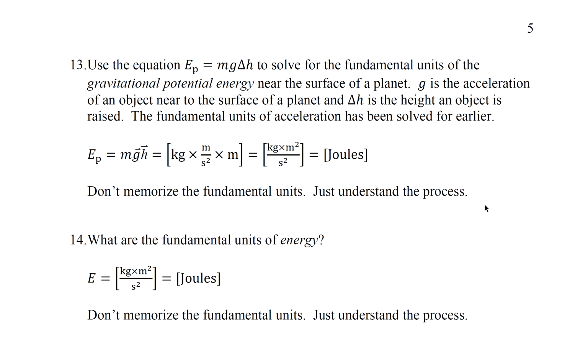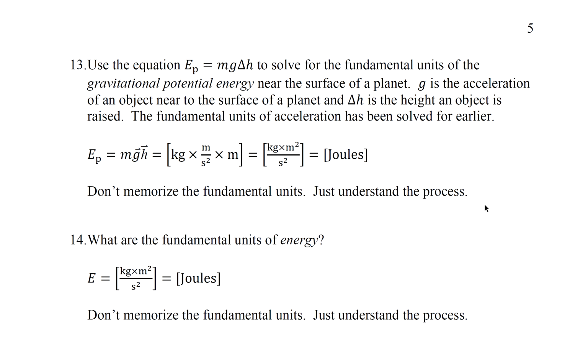Question 13. Use the equation E sub p equals mg delta h to solve for the fundamental units of the gravitational potential energy near the surface of a planet. g is the acceleration of an object near the surface of a planet, and delta h is the height an object is raised or lowered.